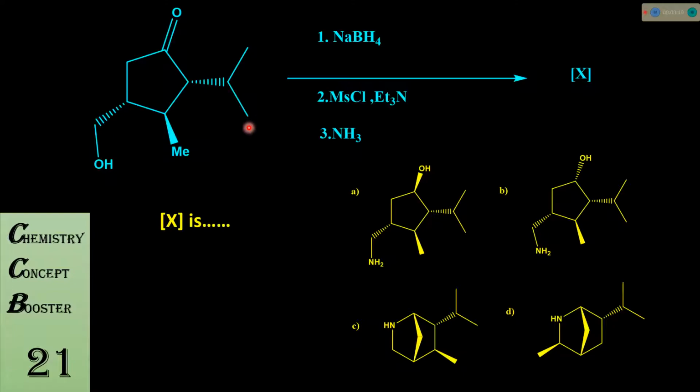So question number 11 from organic chemistry. In this starting material, an alpha, beta, gamma hydroxy carbonyl compound is given, and the reagent is sodium borohydride, the second reagent is methyl chloride with triethylamine, and the third one is ammonia. So let's discuss the mechanism, then we will see the options.